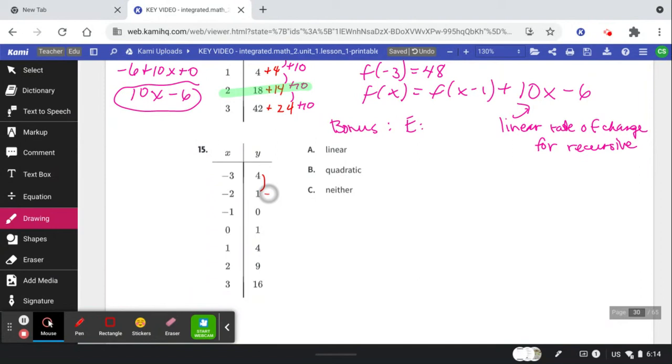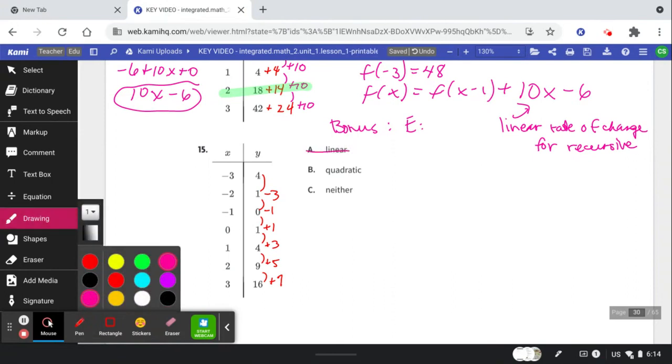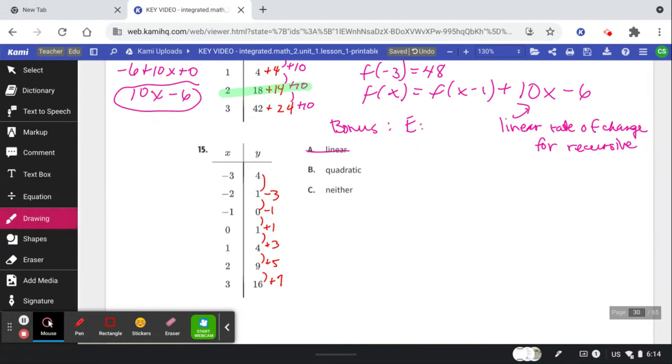From a 4 to a 1 is down 3. From a 1 to a 0 is down 1, and then up 1, up 3, up 5, up 7. Okay, not linear, no constant first difference. Notice though that this is going up 2. And so yet again we have our quadratic.